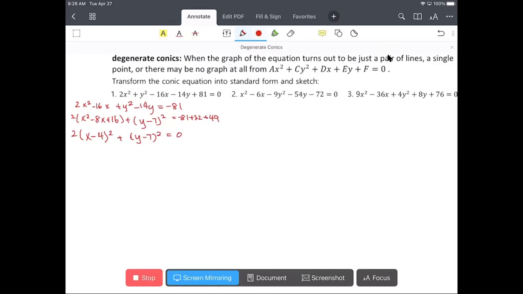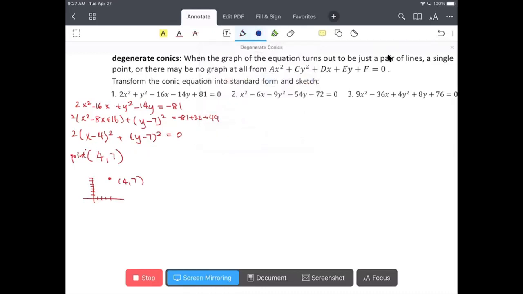So from here, the only time that this equation is going to equal 0 is when we have x equals 4 and y equals 7. So we have a point at (4, 7). So our graph will look like this.